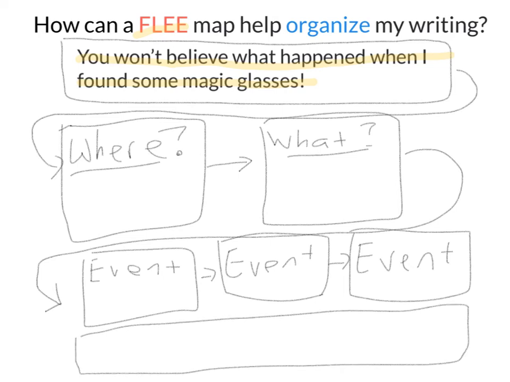A big rectangle that looks very much like your introduction, and maybe it will say something like, that was the greatest adventure I've ever had. Or maybe if you didn't have such a great adventure, your conclusion might say something like, "I wish I had never found those stupid glasses." Just whatever is true for the story that you come up with.